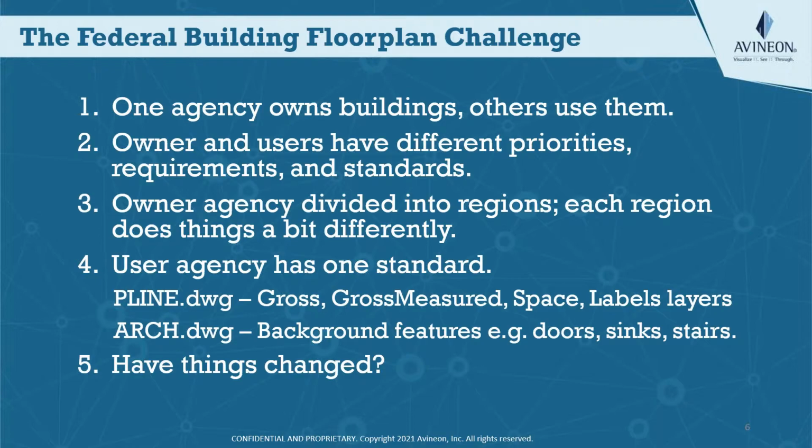The 2 standards they have are what they call the P-line drawing and the arch drawing. And the P-line drawing is very simple. It just consists of 4 different layers: gross, gross measured, space, and labels. Gross is essentially the building footprint, the exterior outline of the building. Gross measured is basically the interior wall of the inside of the exterior wall. So the maximum usable inside space within the building.